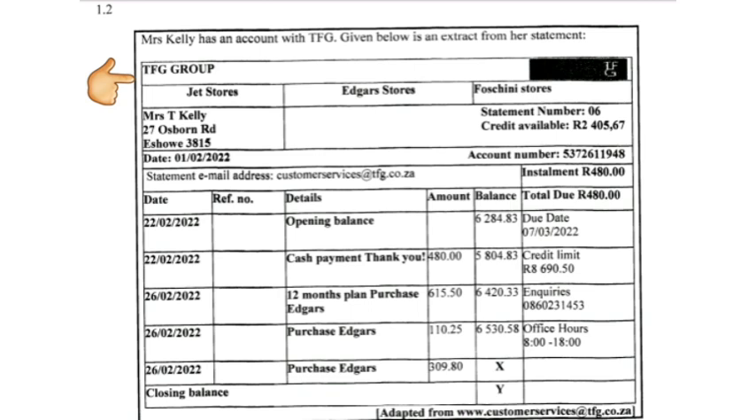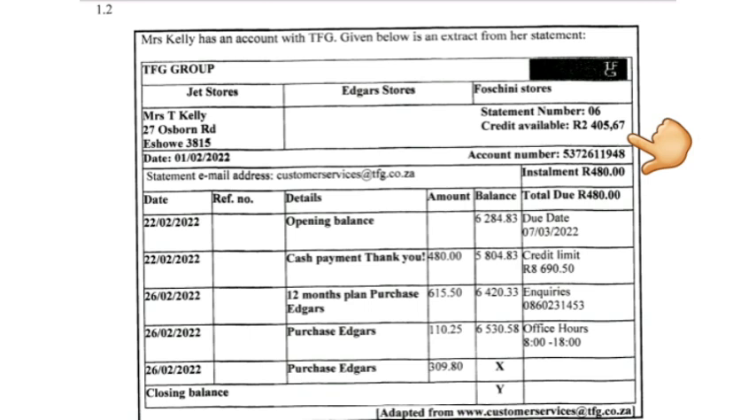So in this one, we are looking at the TFG group statement, and it covers Jet Stores, Edgar's, and Foschini. What's important to us is the information about Mrs. Kelly, meaning things like the credit that is available, the installment that she has to pay, even her account number.